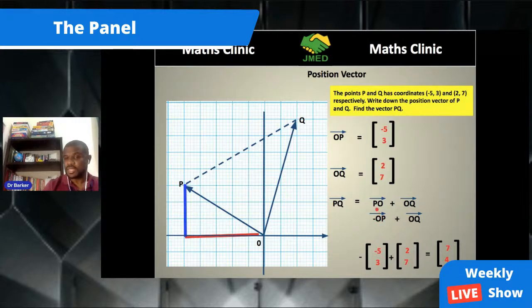Okay. So as I said, we are here, PO plus OQ. This part, this is the vector triangle, and I'll do a number of examples with this.